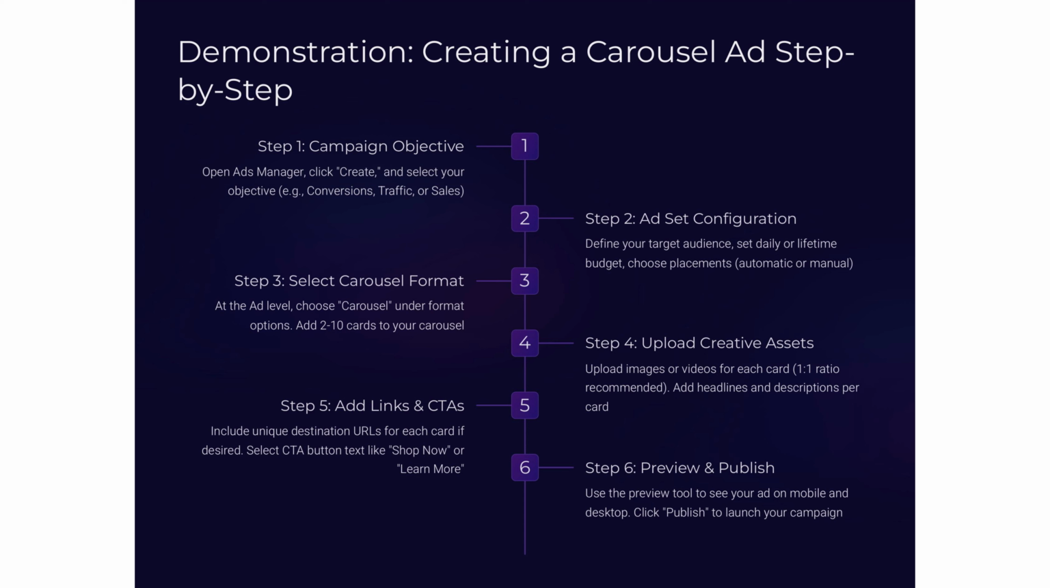Begin by opening Ads Manager and selecting your campaign objective, such as conversions or traffic. Configure your ad set by defining the target audience, budget, and placements. Choose the carousel format, adding 2 to 10 cards with creative assets. Include unique URLs and calls to action for each card. Preview your ad, then publish.